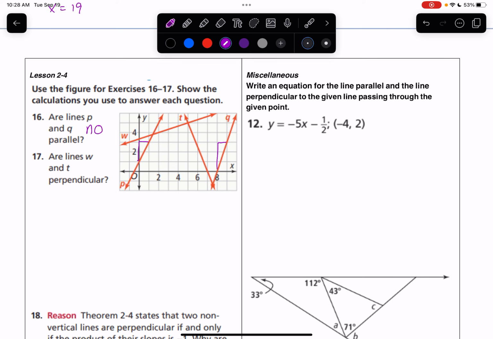And then 17, are W and T perpendicular? W has a slope that goes up 1 over 3, and T has a slope that goes down, let's see, 1, 2, 3, 4, 5 over 2. So that slope would be 1/3 for line W and -5/2 for line T, so no.